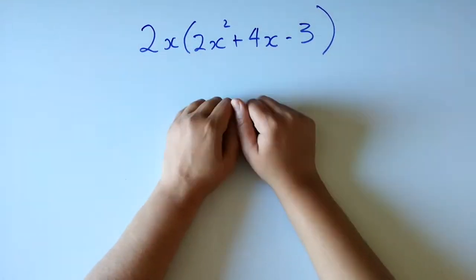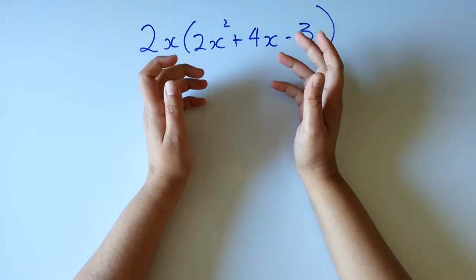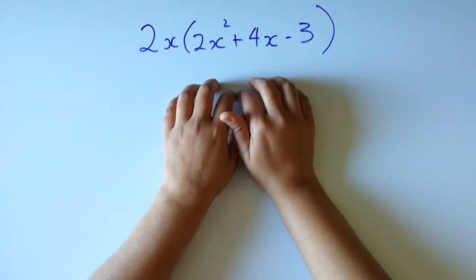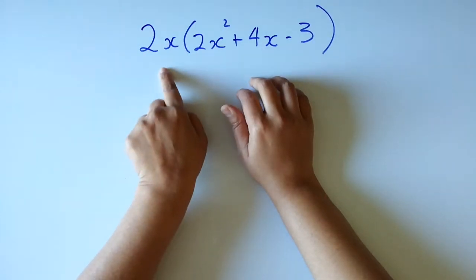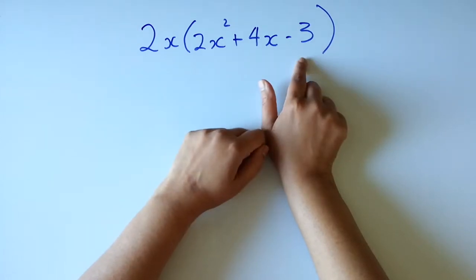Hello everyone. In the last lesson, I showed you how to multiply expressions. In this lesson, I'm going to be doing some examples with you. So I have 2x times 2x squared plus 4x minus 3.